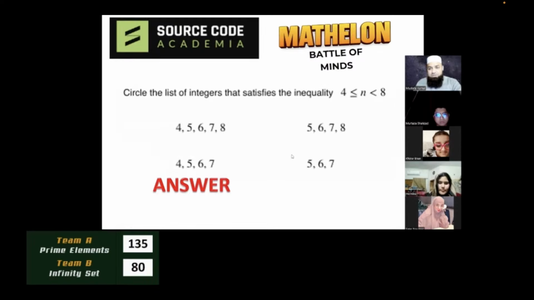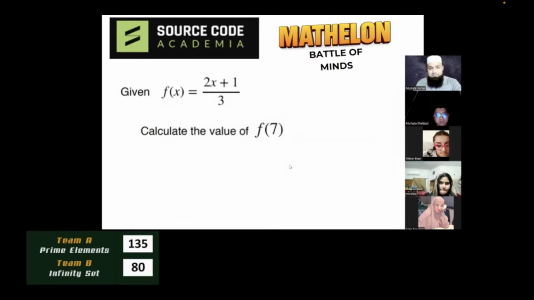You can see the next question on your screen now. If f of x equals 2x plus 1 divided by 3, calculate the value of f of 7. Team B, Murtaza Shehzad: 5. 5 is the correct answer. You just need to substitute 7 for x. So 2 sevens are 14 plus 1 is 15. 15 over 3 equals 5. That is the correct answer. Well done.